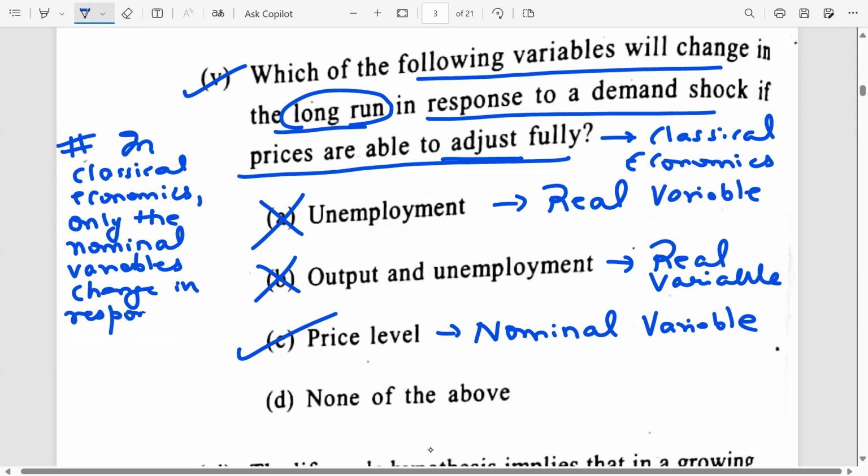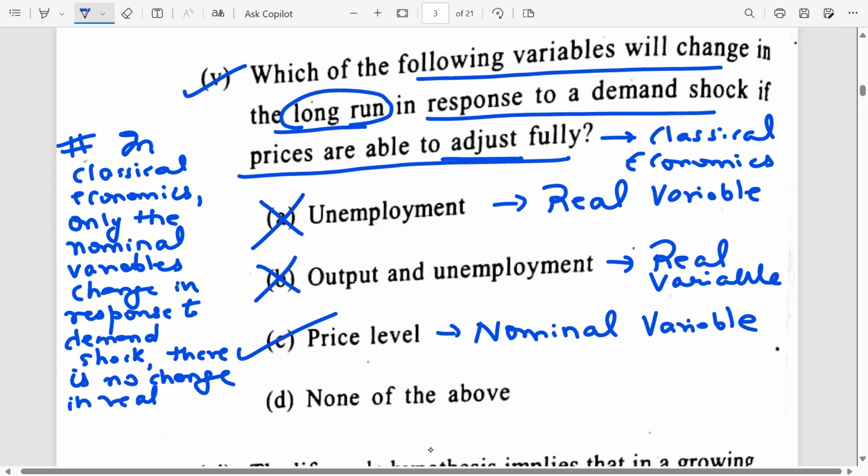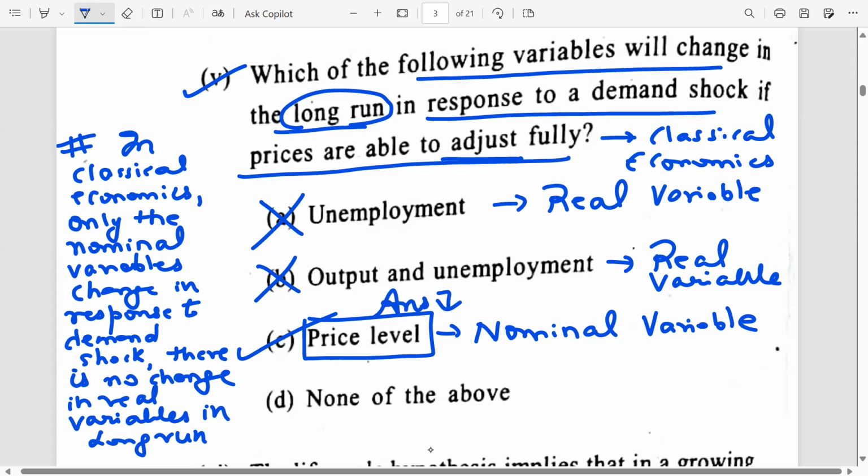Only the nominal variables change in response to a demand shock. There is no change in the real variables in the long run. That means my answer is only the price level, being the nominal variable, will change. All other variables are not going to.